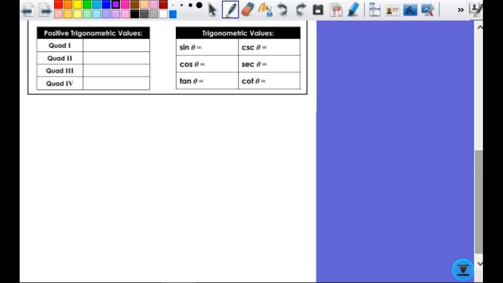But when we have positive, so this positive trig value, so just draw a little x and y. That's positive. Second quadrant, x is negative, y is positive. Third quadrant's negative, negative. Fourth quadrant's positive. That's old news, right? So in quadrant one, everything is always positive. So all of our trig values are positive in quadrant one.